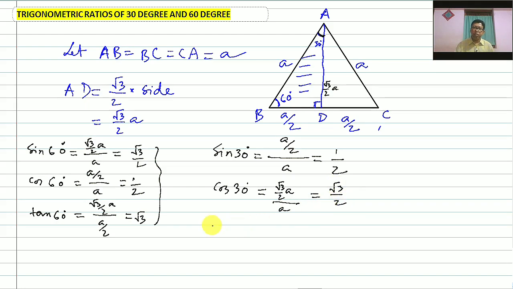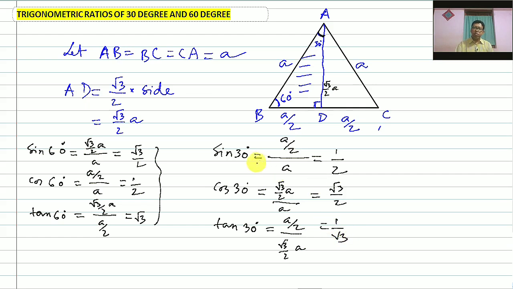A is not equal to 0. Next, tan of 30 degree. Here tan theta is equal to height divided by base. Here height is BD with respect to angle 30 degree. So height is BD, A by 2, and whole divided by base. Base is here AD. AD is equal to root 3 divided by 2 into A. You can cancel A by 2 and you will get 1 upon root 3. So tan 30 degree is equal to 1 upon root 3.